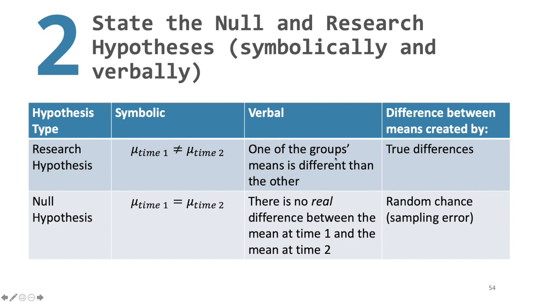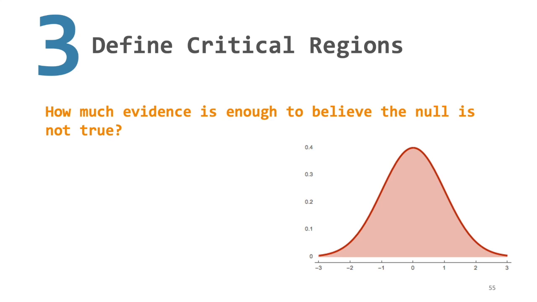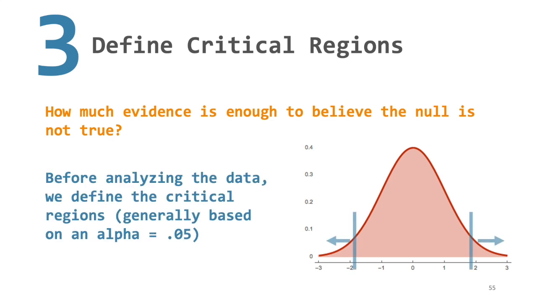And then the research hypothesis is saying that there is a difference and that the difference is real. We would really see it in the population. There really is a difference from time 1 to time 2. Again, step 3 is exactly the same.